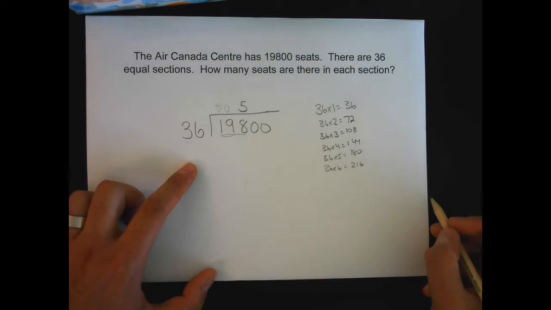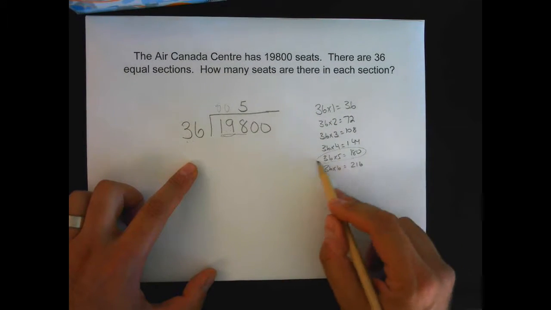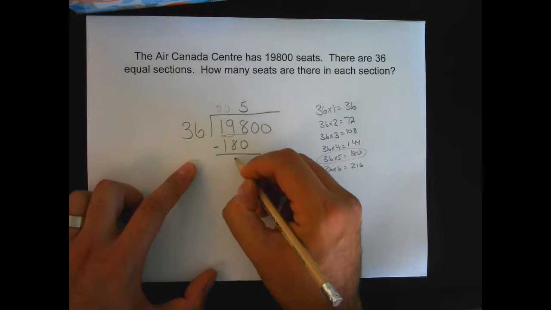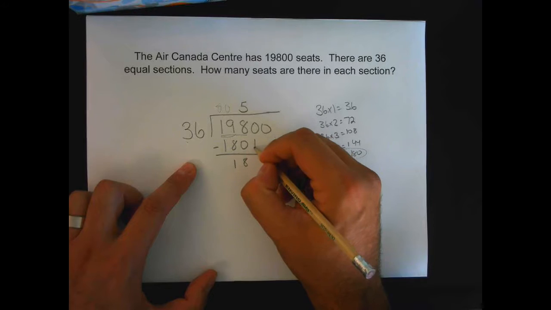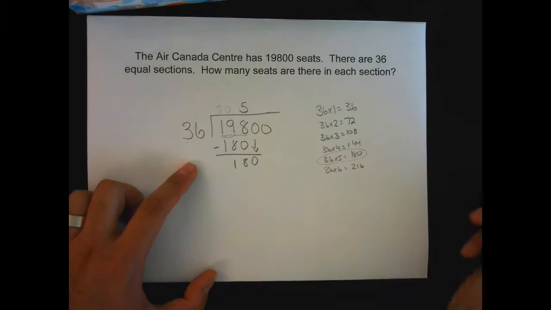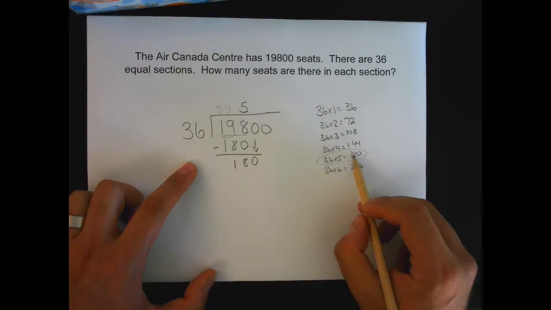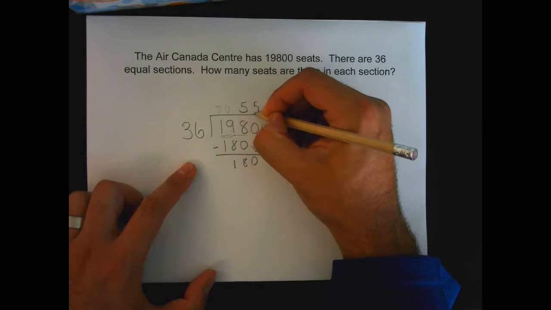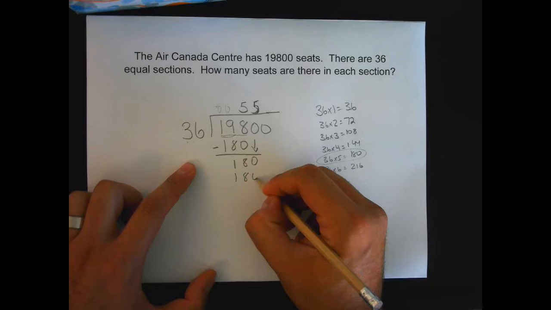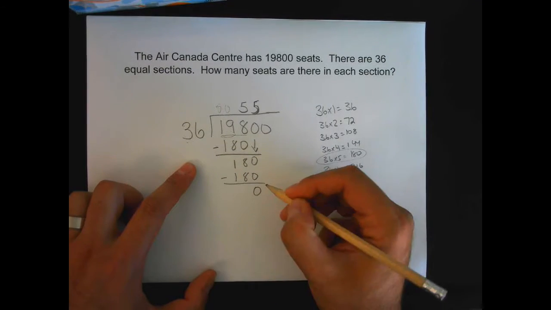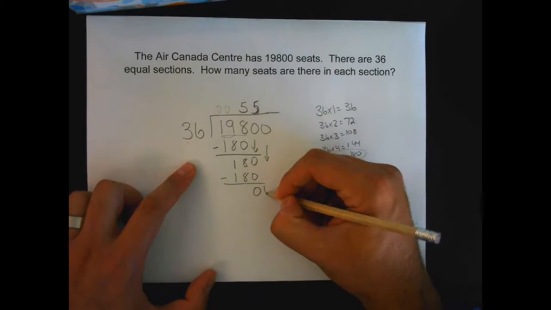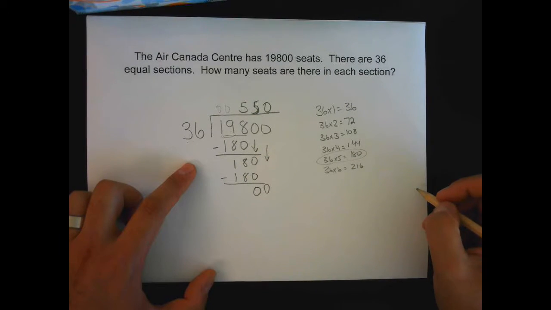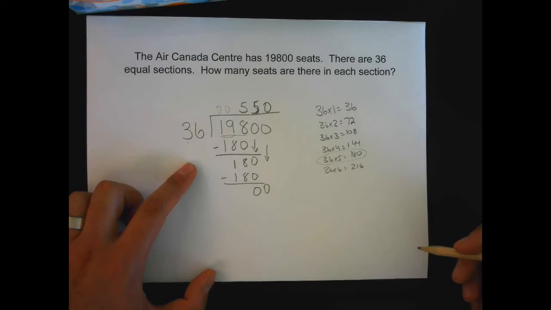So you put the 5 there. You know it's 180 because you already did it here. Subtract. Bring down. And look, the number's 180 now. Perfect. We already did it. So 36 into 180 goes 5 times. And then you have 180. Subtract. It brings the 0. So when you bring down the 0, 36 into 0 is 0. There's no room for the 36. And that's how you get your answer.